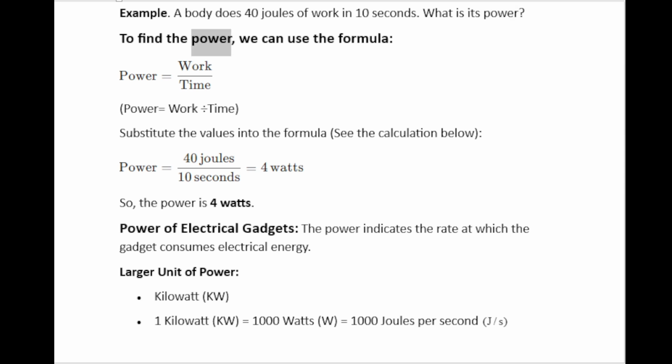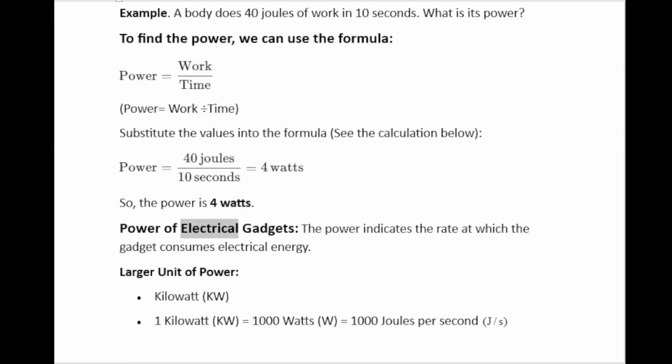To find the power, we can use the formula. Power is equal to work divided by time. Substitute the values into the formula. See the calculation below. So, the power is 4 watts.